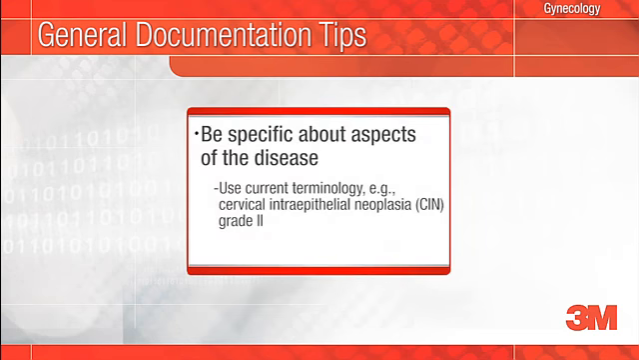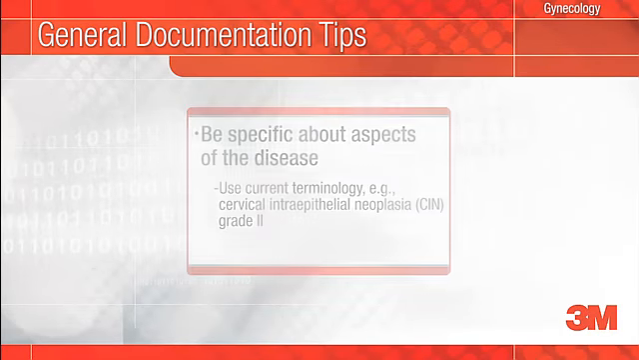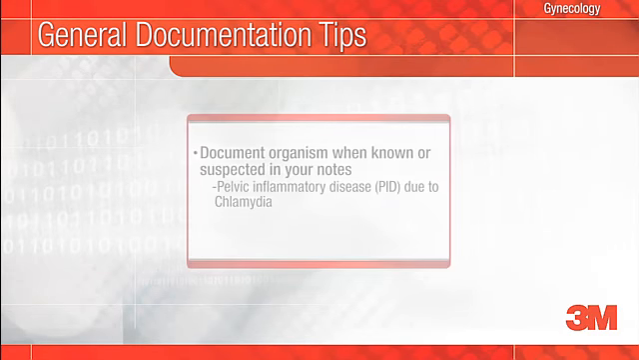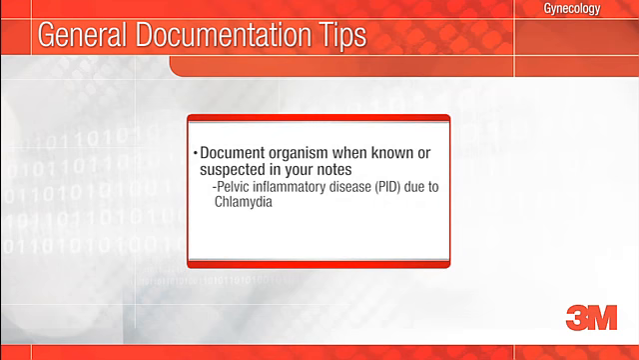Think about the most current terminology to describe a condition or different aspects of the disease. For example, CIN grade 2 or cervical intraepithelial neoplasia grade 2. Precisely designate anatomical sites such as lower inner quadrant of right female breast. Document the organism you are treating when known or suspected, such as pelvic inflammatory disease due to chlamydia.